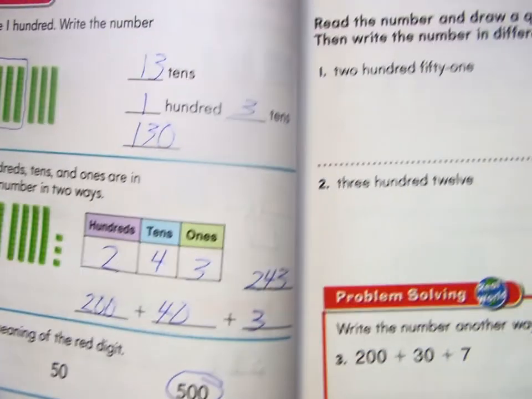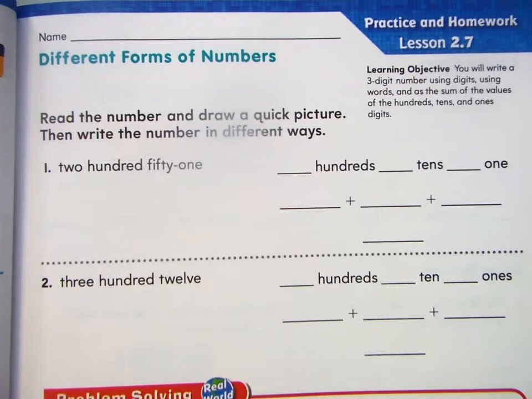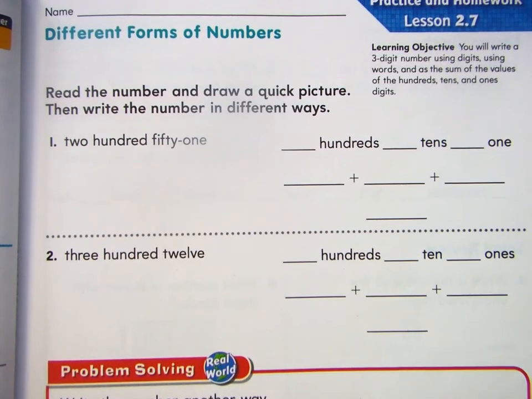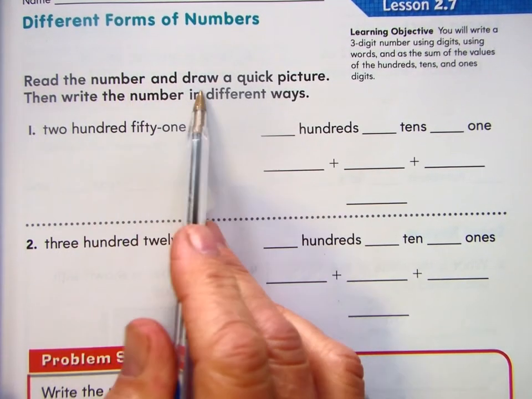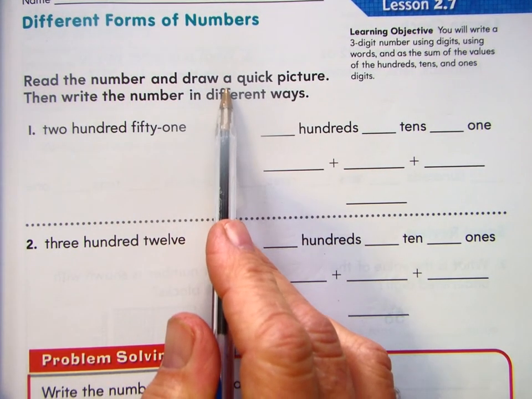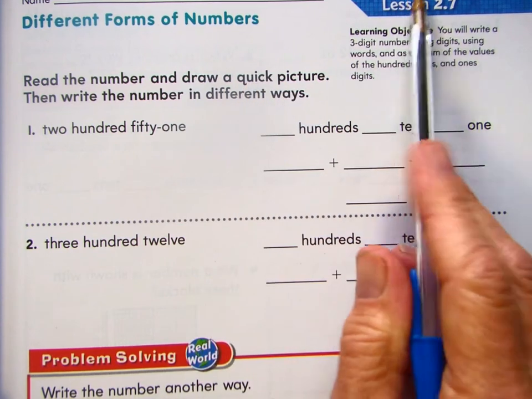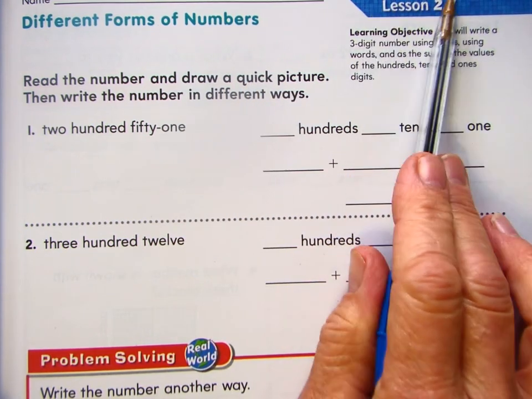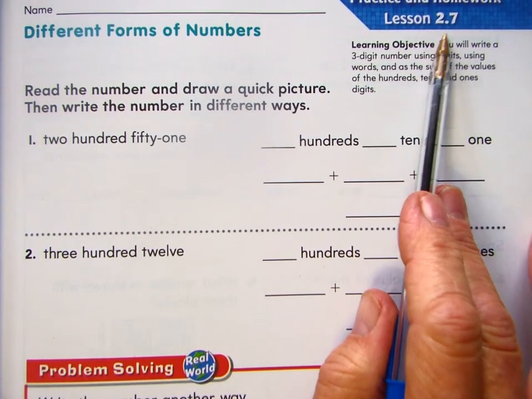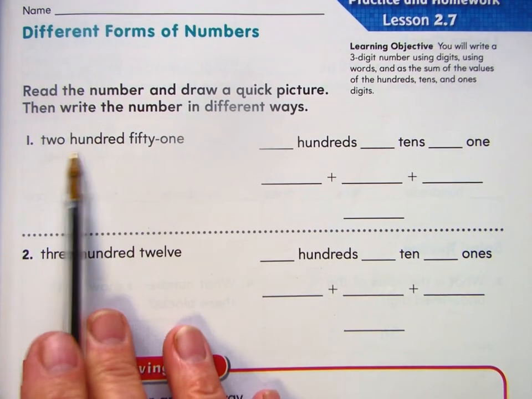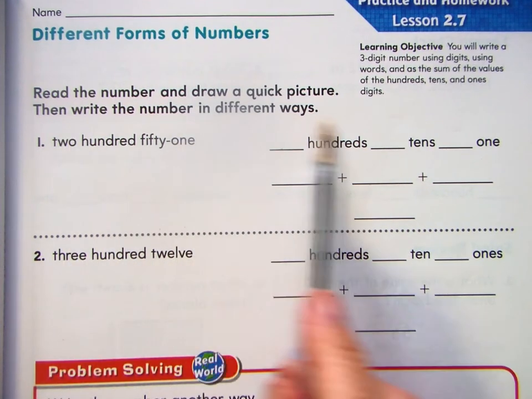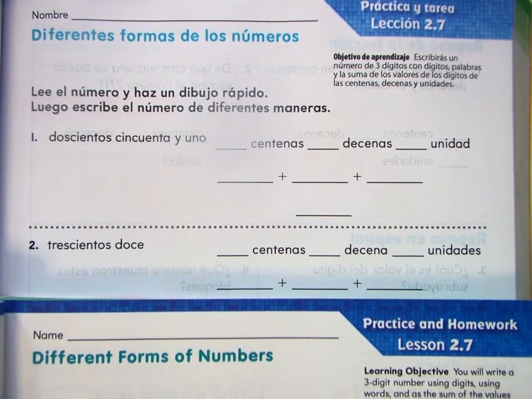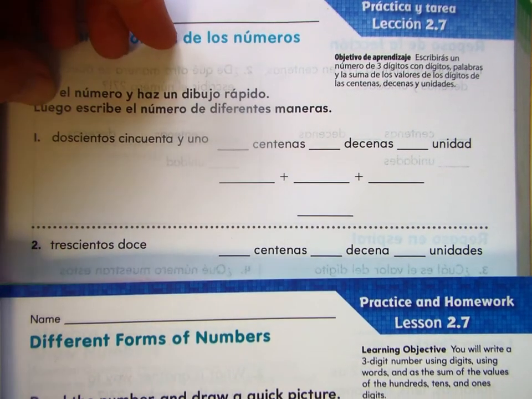Okay, other side. We're going to continue our review. Seguimos con el repaso. Different forms of numbers. Read the number and draw a quick picture. Actually, this is a little new because it says practice and homework, lesson 2.7. So this is not a review, but this is things we've already done, though. Okay, then write the number in different ways. Lee el número y haz un dibujo rápido, luego escribe el número de diferentes maneras.